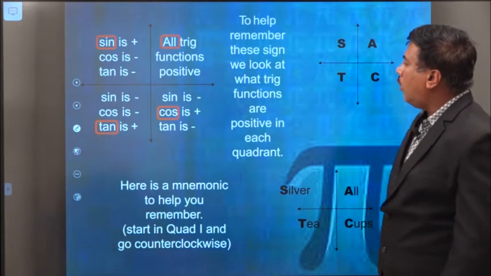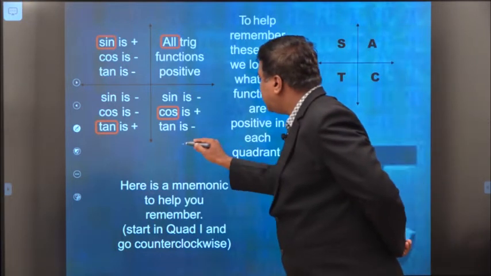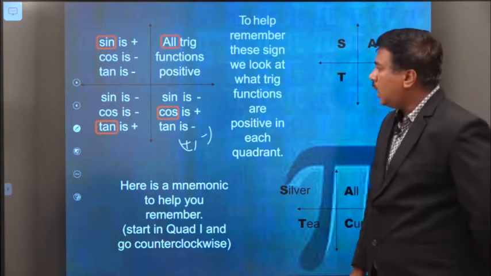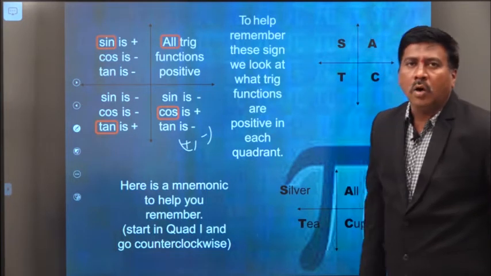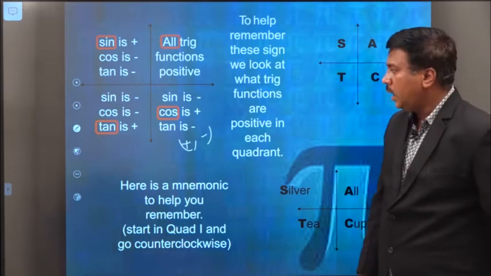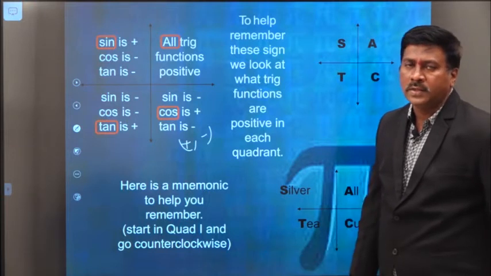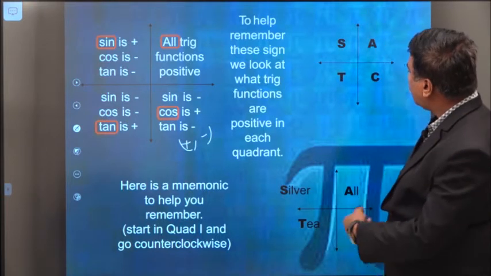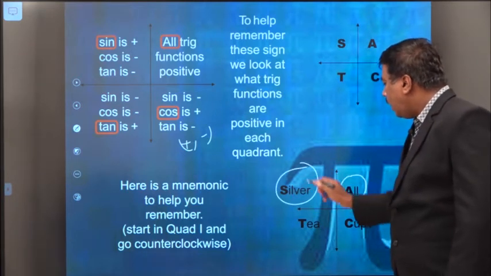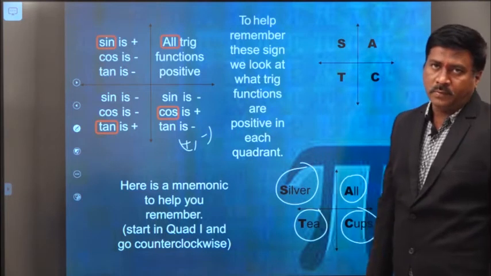Now in the fourth quadrant, x takes a positive value and y takes a negative value. In the fourth quadrant, cos and the reciprocal of cos, that is secant, are both positive and the remaining trigonometric functions are all negative. Likewise, we can remember this by the principle: All Silver Tea Cups.